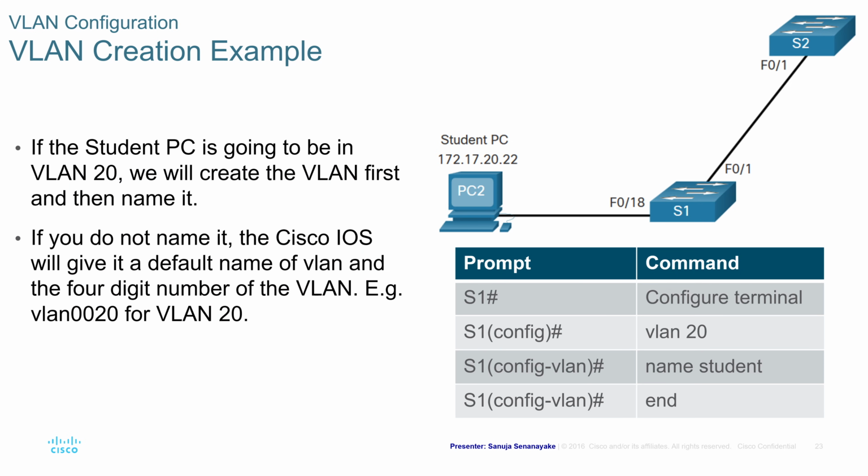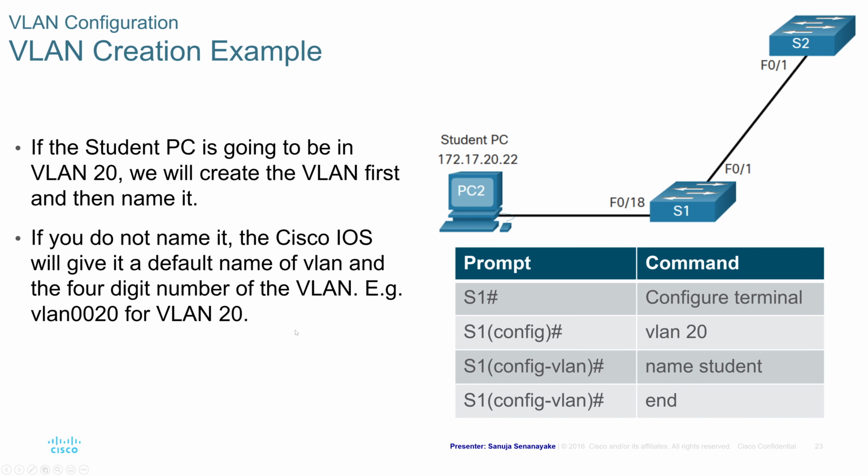So here's an example of a VLAN creation. If the student PC is going to be in VLAN 20, we will create the VLAN first and then name it. We have a student PC right here, with the IP address 172.17.20.22, and it should only be in VLAN 20 across these switches. If you do not name it, the Cisco IOS will give it a default name of VLAN and the 4-digit number of the VLAN. For example, it will be VLAN 0020 for VLAN 20.